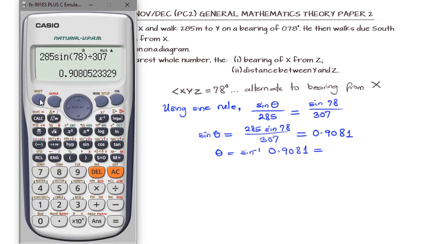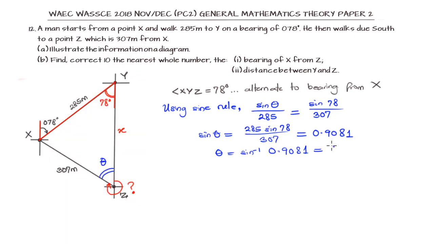So arc sine, our answer, is 65.24 degrees. Meaning that angle theta that is included in the triangle is 65.24 degrees. But nobody asked us to find angle theta. We are only asked to find the bearing of x from z, and that bearing was shown in red with that question mark.